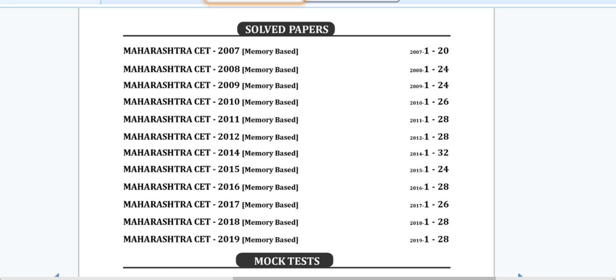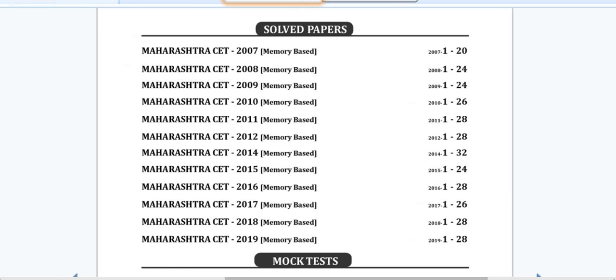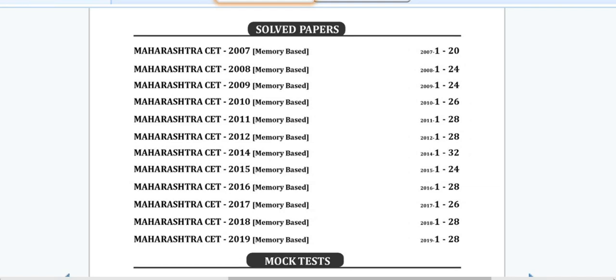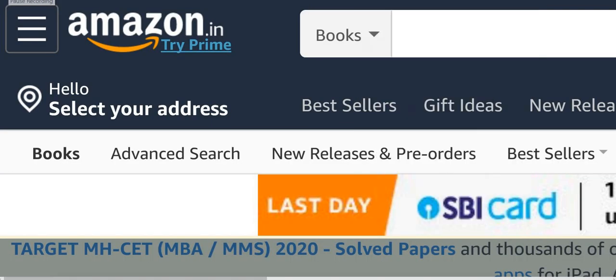You can feel that till 2011 the pattern used to be something else. The 2011 pattern used to be much easier. Then things started improving after that.